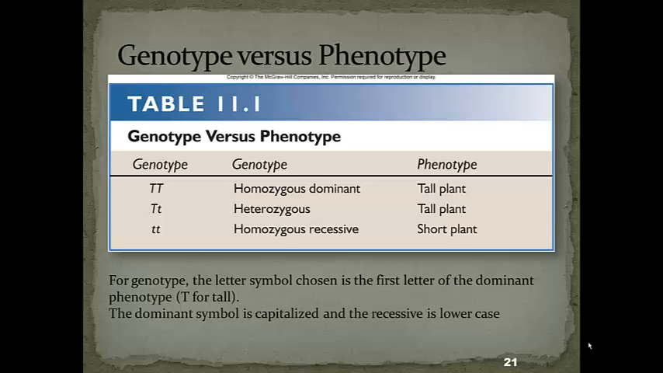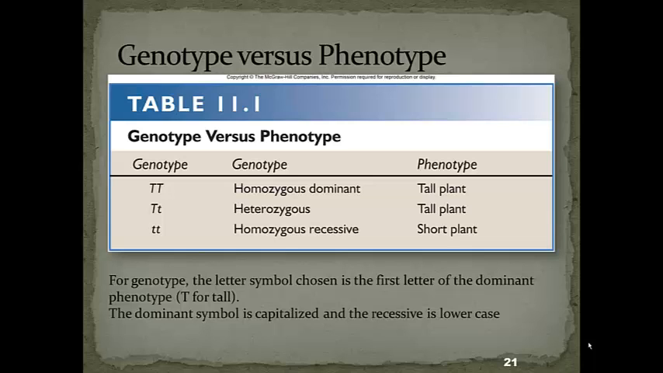Okay, when we look at genotype and we look at it with the T's, the letter symbol chosen for a given trait is the first letter of the dominant version. So here you see big T, that's big T for tall. And big T means tall. The recessive version, short, that's little t, lowercase t.